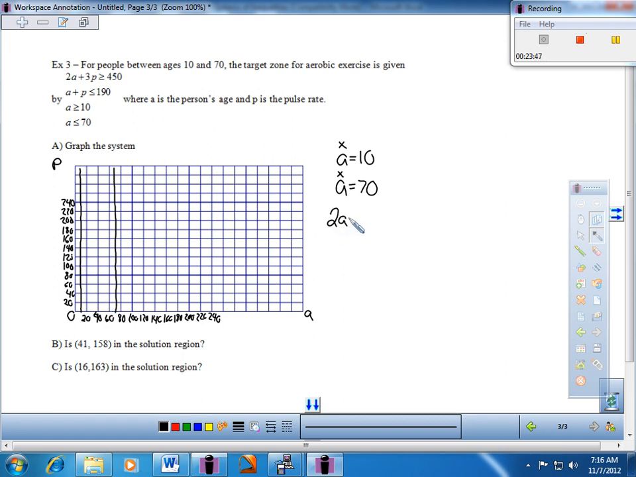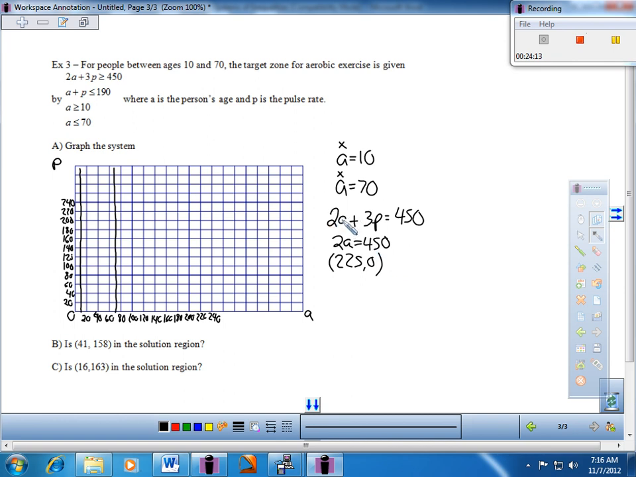So now starting at the top, here's my boundary line, everybody: 2a plus 3p equals 450. Here we go, guys. Do the cover up. So we want the a-intercept. Cover up that 3p term, and you get 2a equals 450. And so I'm getting 225 on that. So when a is 225, the pulse rate is 0 there. Actually, I'll hold off just a sec, and I'll do the other one.